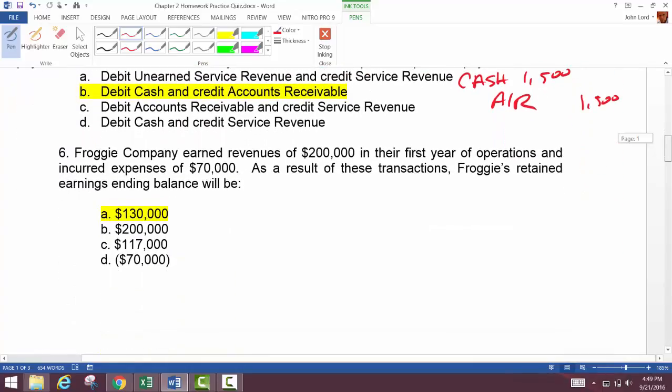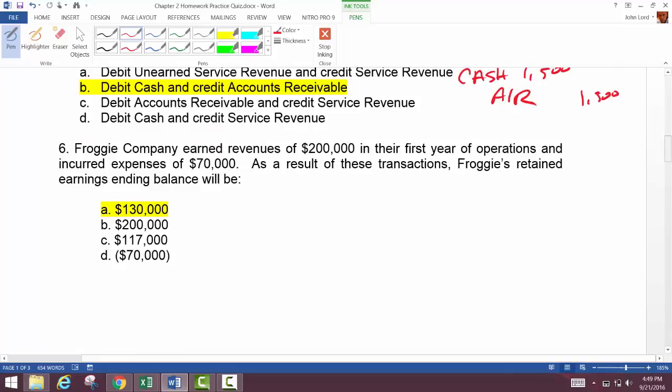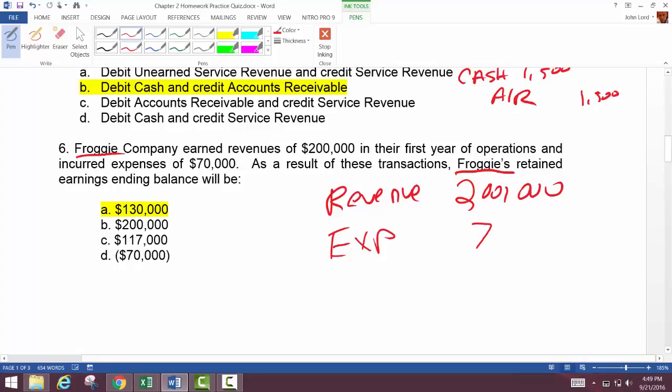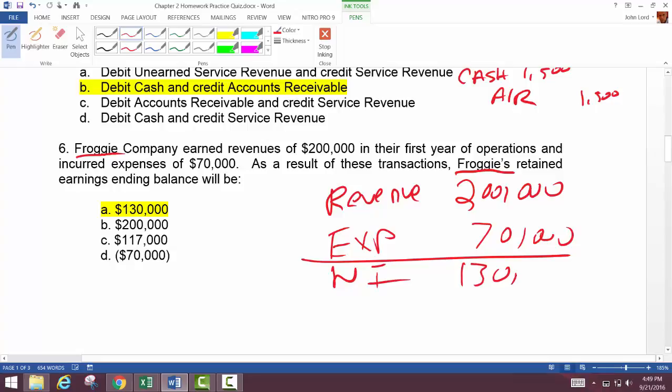Come over and let's take a look at this one, Froggy Company. Froggy Company has their first year of operations with revenue and expenses. So what should happen to the retained earnings? You can usually tell if I made up the problem if the name is Froggy or Buster's, and the question is real easy. So if I have my revenue, how much? 200,000. I have my expenses, how much? 70,000. My net income is 130,000. I don't know if I can give you an easy question like that on the midterm. Okay. Question?